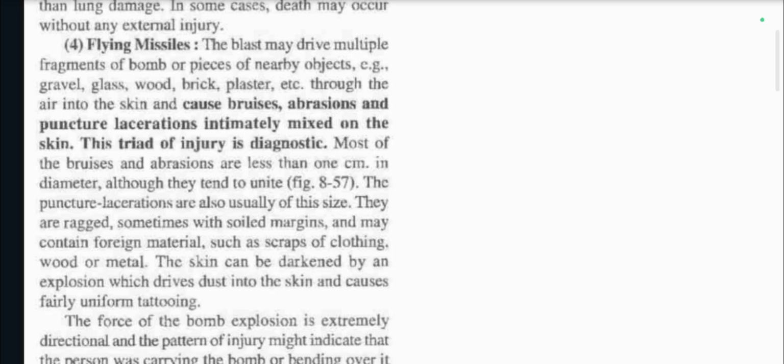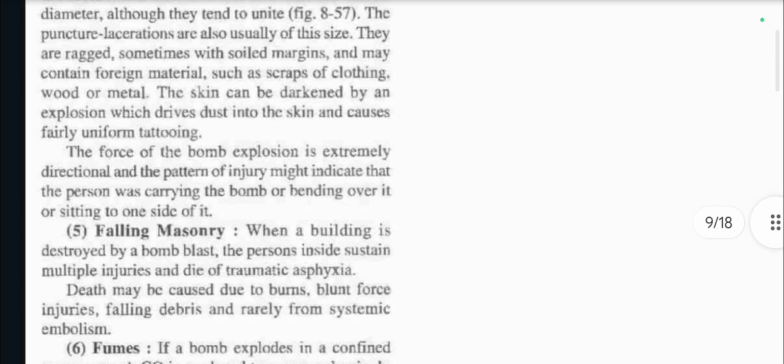They are ragged, sometimes with solid margins, and may contain foreign material, such as scraps of clothing, wood, or metal. The skin can be darkened by an explosion which drives dust into the skin and causes fairly uniform tattooing. The force of the bomb explosion is extremely directional, and the pattern of the injury might indicate that the person was carrying the bomb or bending over it or sitting to one side of it.